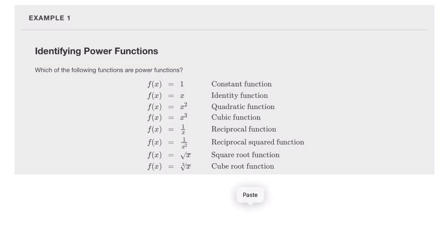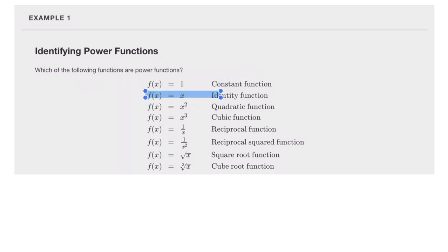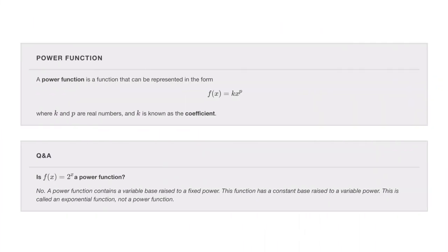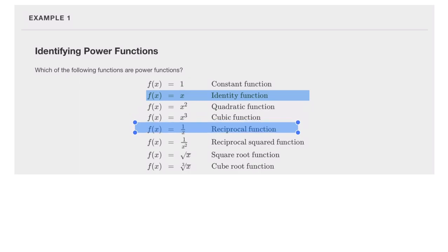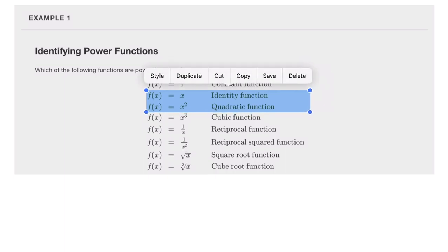The constant function should not be a power function. I would say the identity function is one. Should I extend it across? I guess we could. Paste. Quadratic function, I will go with that. I really didn't want those to overlap. What I can do is just extend this. I would say the cubic function.